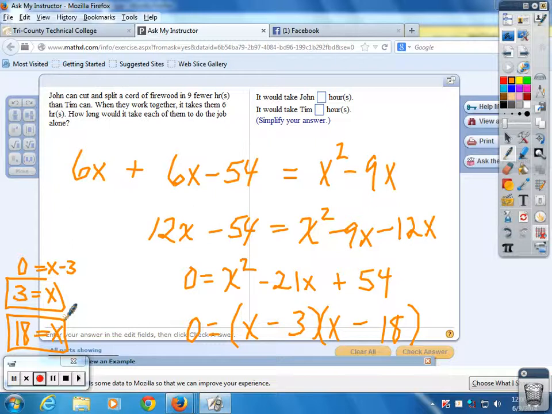So let's say it takes Tim 18 hours to do it. Then what does it take John? Does that make more sense than negative 6 hours? So your answer is 18. So this would be 18 hours here and 9 hours there. I don't have to check. I know it's right. Anybody want to bet me?